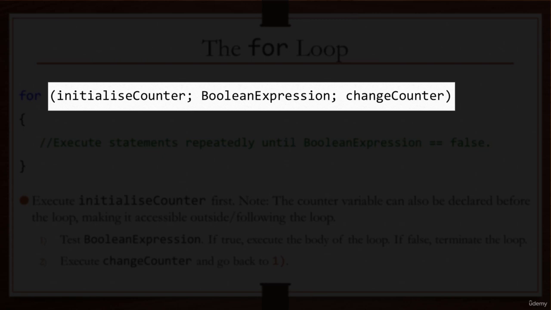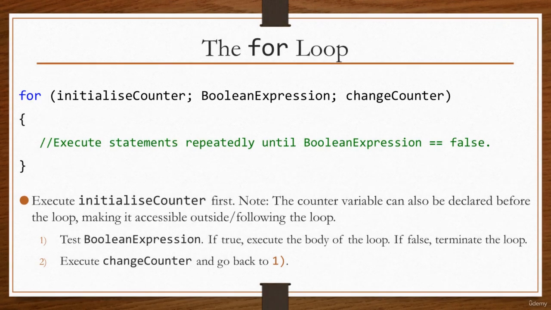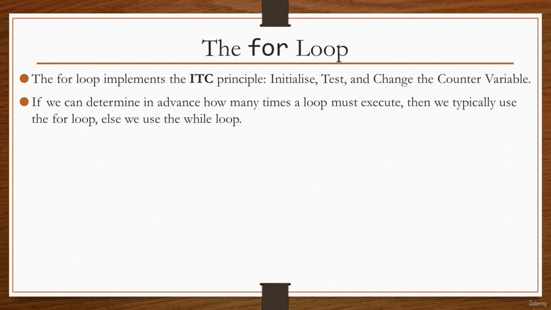Commas separate out expressions. Kind of think of it in that way. Maybe that will help you remember whether these are semicolons or commas. So remember with the for loop that we separate these things out with the semicolon. The for loop implements the ITC principle, so we initialize, test, and change the counter variable, as I explained.